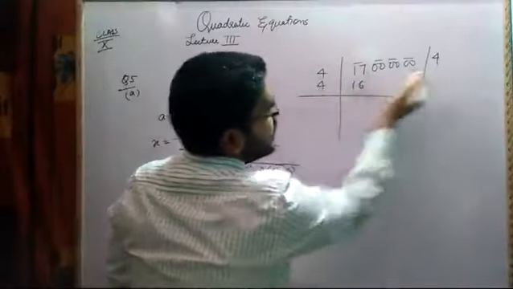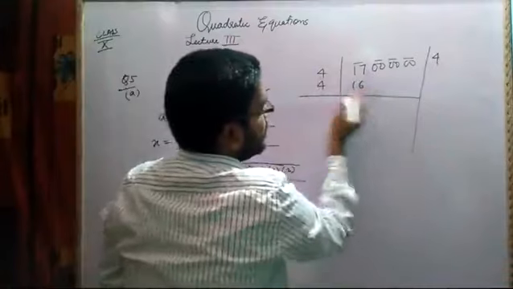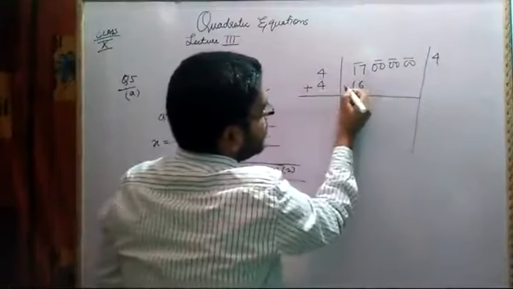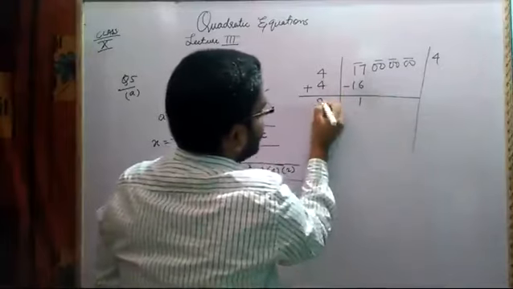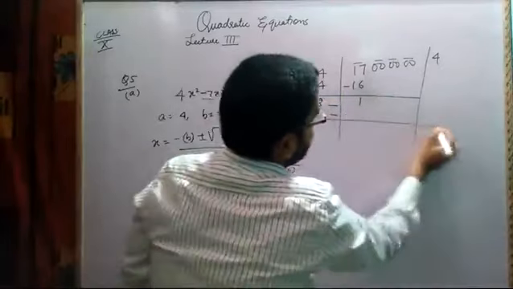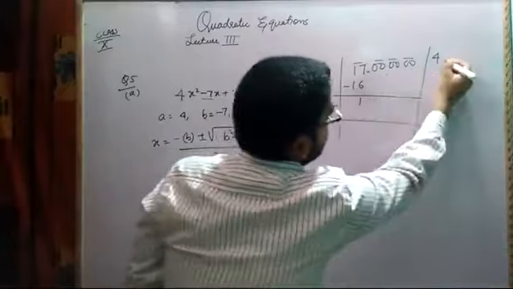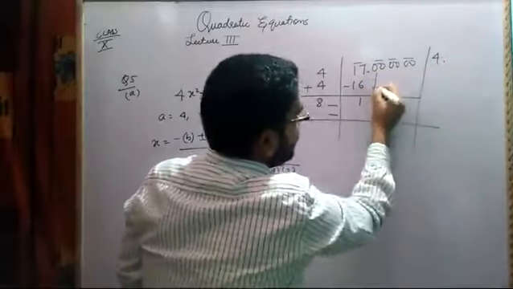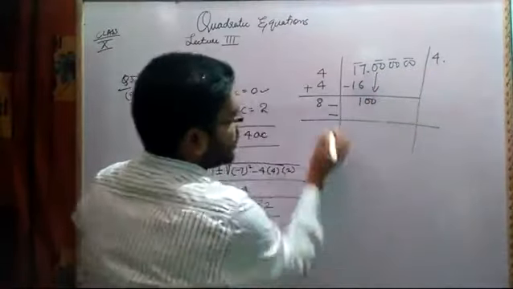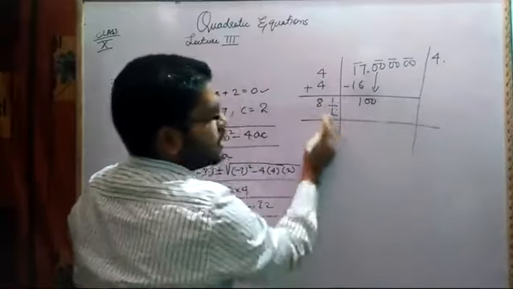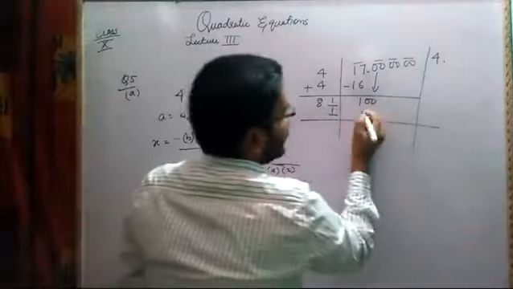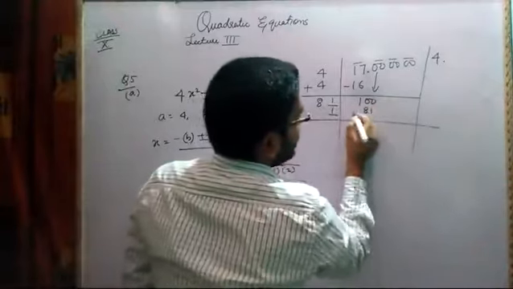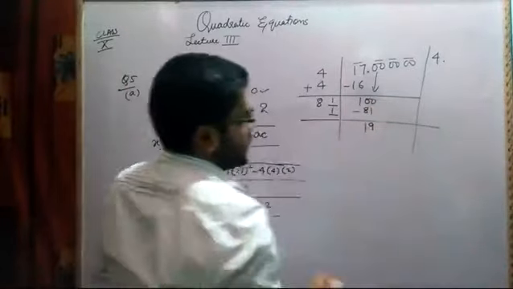Whatever you wrote 2 times here, it will be written 1 time here. Then your task is to add here, subtract here. 17 minus 16, 1. This is 8, blank space. Then for the decimal, you have to put the decimal and bring down 2 zeros. Now what number can I put? I will put 1. If I put 2, then 80 into 2 is 160, which will exceed 100. So here 81, the perfect square nearby, so it will be 19.